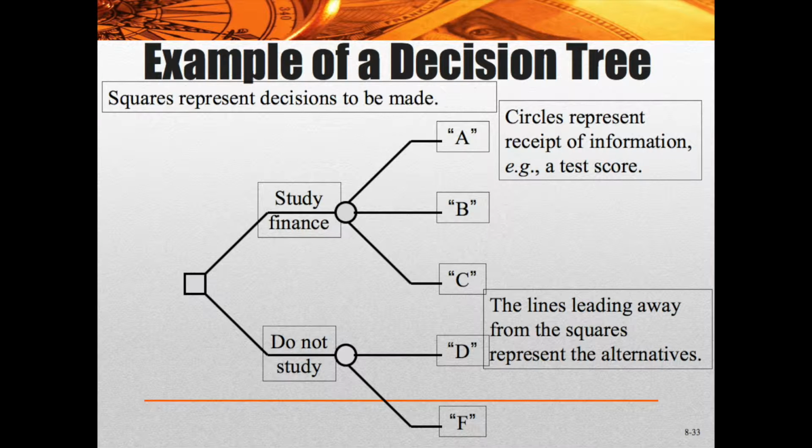The circles represent the receipt of information regarding a test score, and they could get different grades. And of course the squares represent possible alternatives. So when you start thinking about what your alternatives are in studying finance, if you study, you get an A, B, or C, depending on how hard you study, how talented you are, and so on. And if you don't study, you're probably going to get a D or an F. And of course, that is the alternative. So your choice is to study or not to study, and it doesn't guarantee you an outcome, but it puts some probabilities in perspective. Well, this is obviously a very simple example.